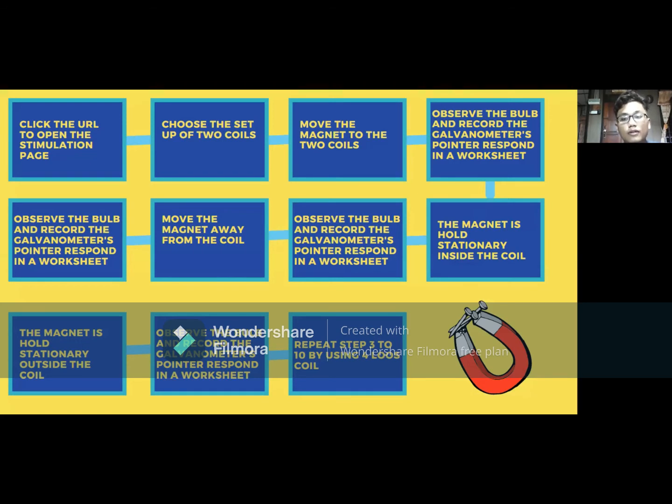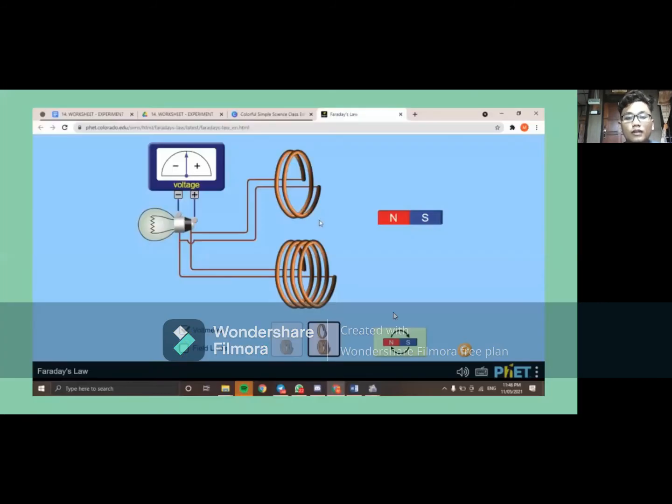And then we will hold the magnet stationary outside of the coil to see if there are any changes to the galvanometer and the bulb, and then we will repeat the steps 3 and 4 to see if there are any changes to the brightness or to the direction using the 4 loops coil. Then I will show you the methodology using the video. So here is the video.